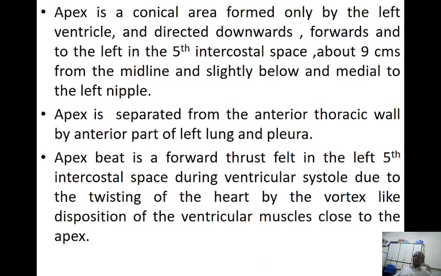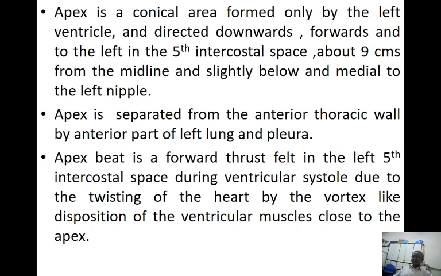Now, the apex is a conical area formed only by the left ventricle, directed downwards, forwards, and to the left into the fifth intercostal space, about 9 centimeters from the midline and slightly below and medial to the left nipple. Apex is separated from the anterior thoracic wall by the anterior part of the left lung and pleura. So left lung and pleura intervene between the apex of the heart and the thoracic wall.